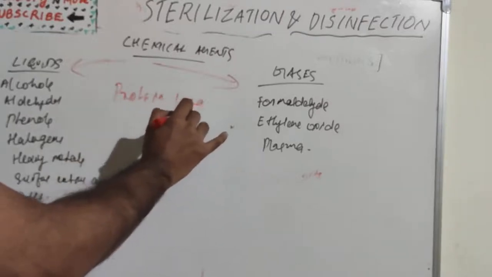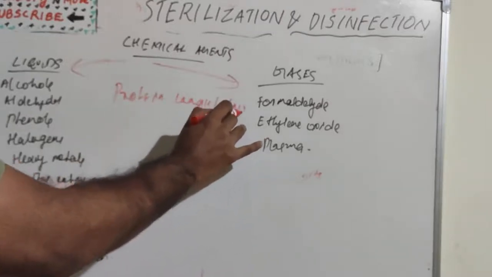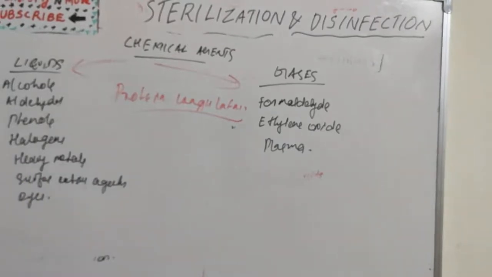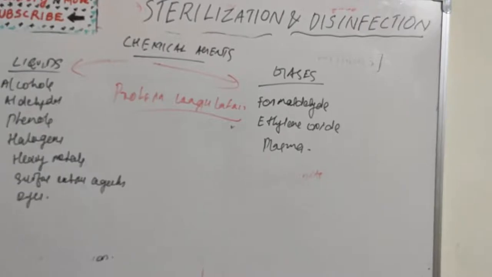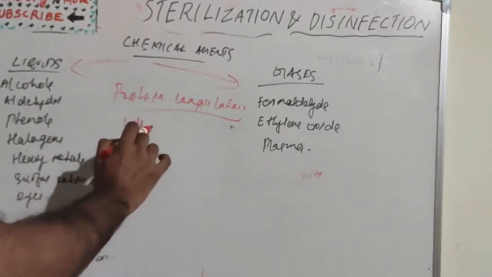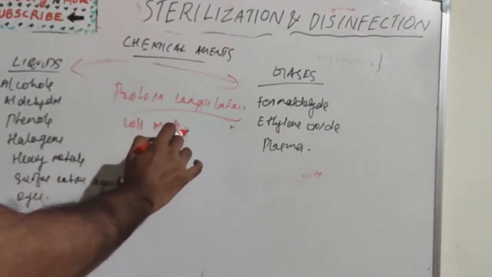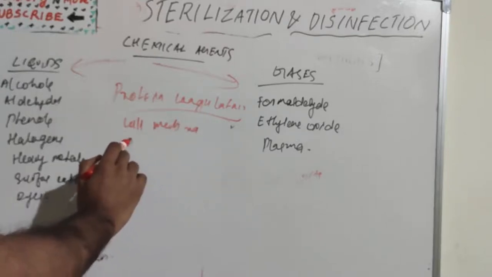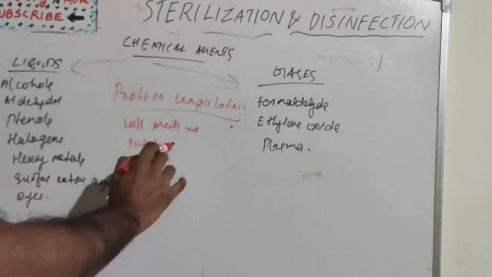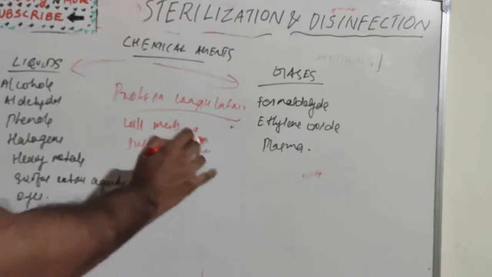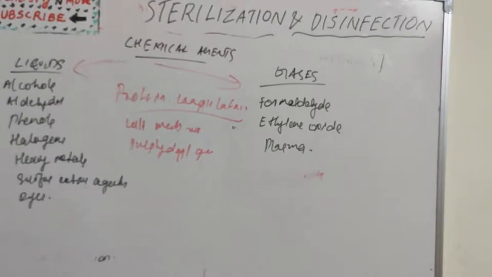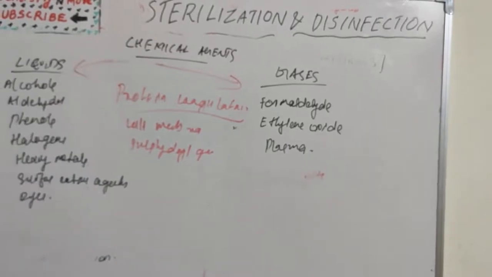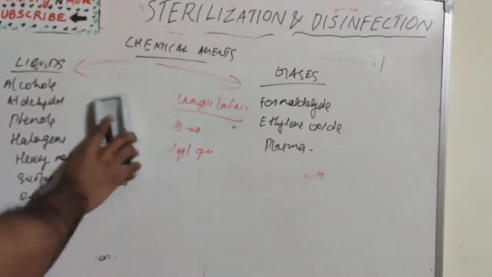Whereas we have seen protein denaturation in our dry heat methods, this is protein coagulation and cell membrane disruption. It will disrupt the cell membrane and remove the sulfhydryl groups. That's how these chemical agents make a surface free of microbes.